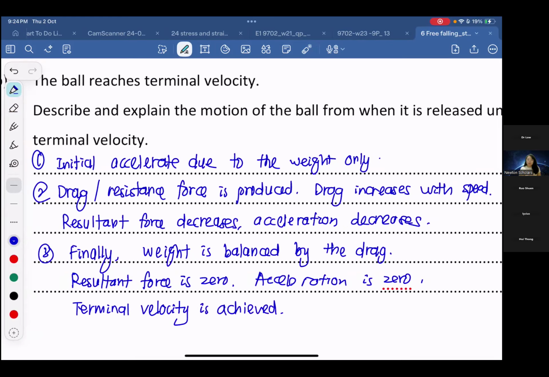Exactly the same as just now, but you need to depend on the situation to answer it. Here you don't still talk about air resistance. You don't mention 9.8 because this is not in the air. In the liquid, there is some other factor to slow it down.